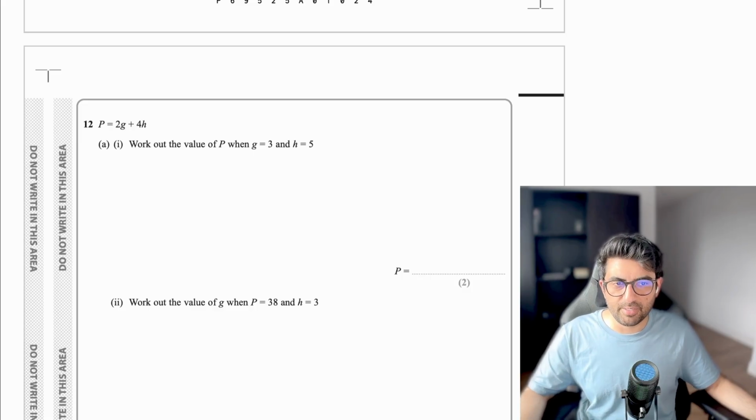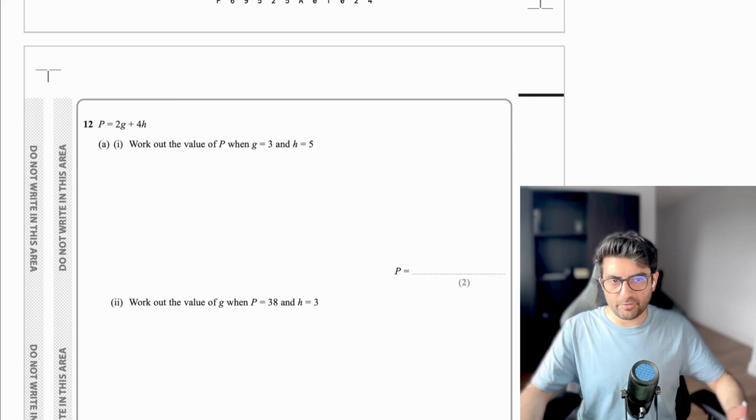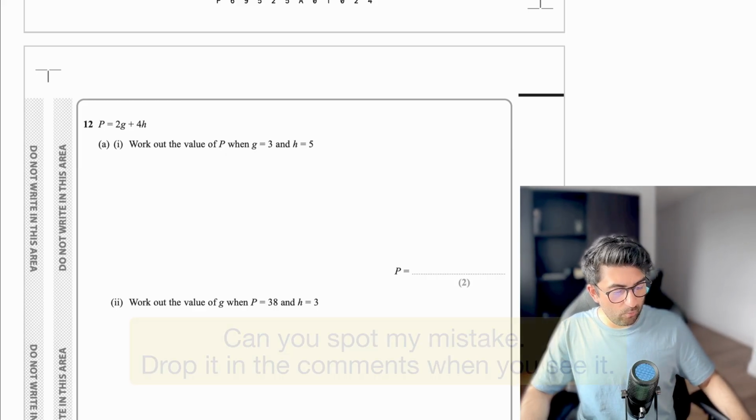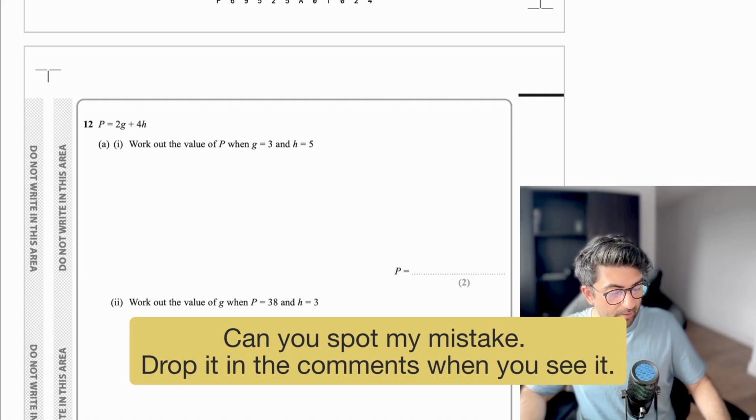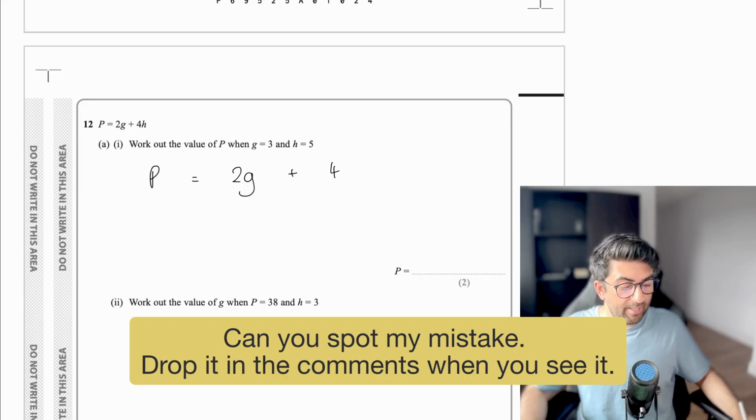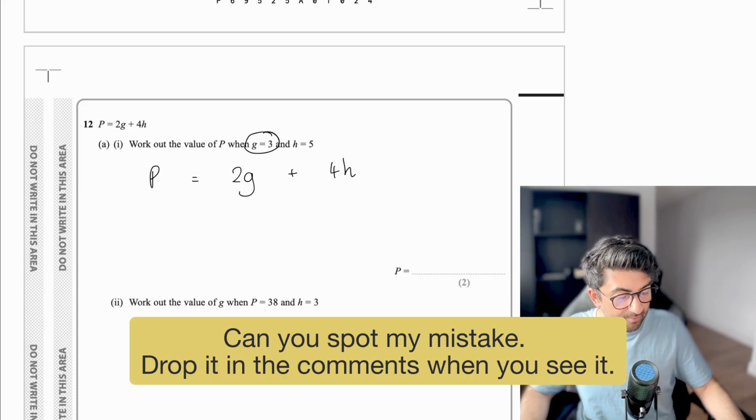Okay, question 12 says, P equals 2G plus 4H. Work out the value of P when G is 3 and H is 5. Okay, in this one, let's write down what it's saying. P equals 2G plus 4H. It says G is 3 and H is 5.